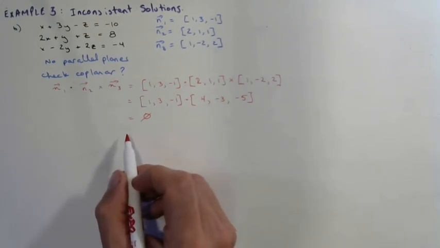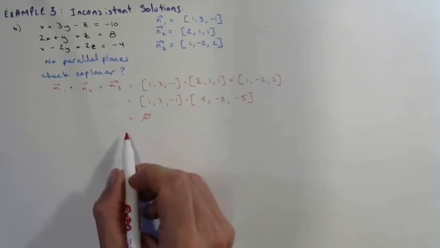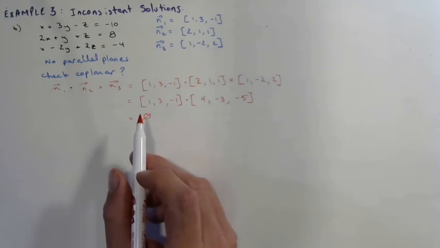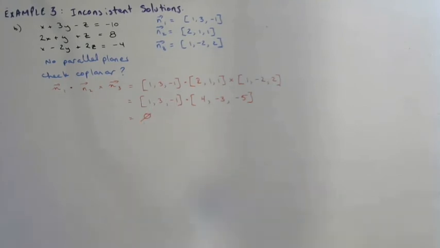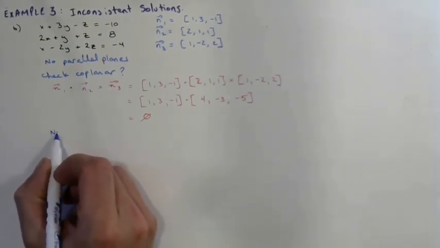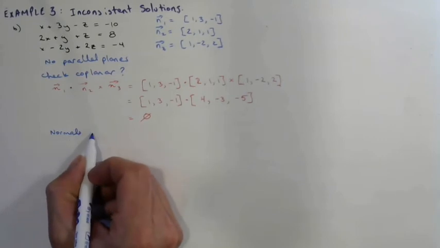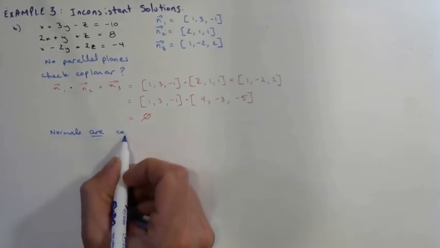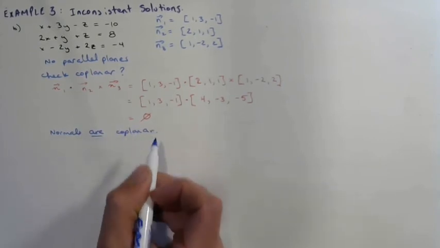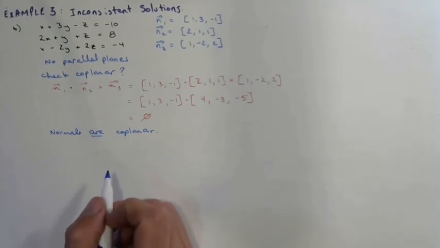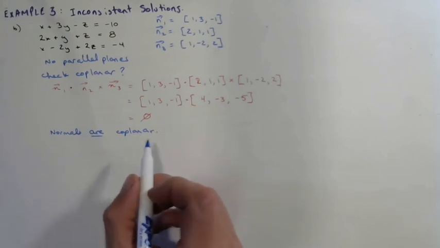All right, so since the triple scalar product of the normal vectors is equal to 0, that tells me that the normals are coplanar. So the planes intersect either in a line or not at all.